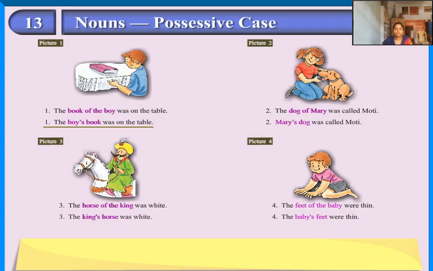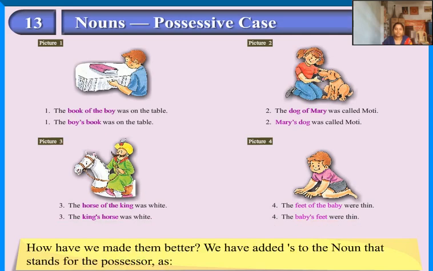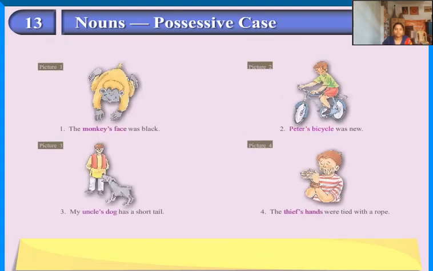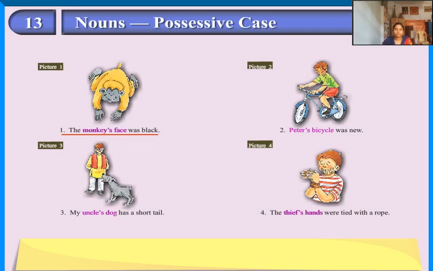The boy's book was on the table. Mary's dog was called Moti. The king's horse was white. The baby's feet were thin. How have we made them better? We have added 's to the noun that stands for the possessor, as in the monkey's face was black.